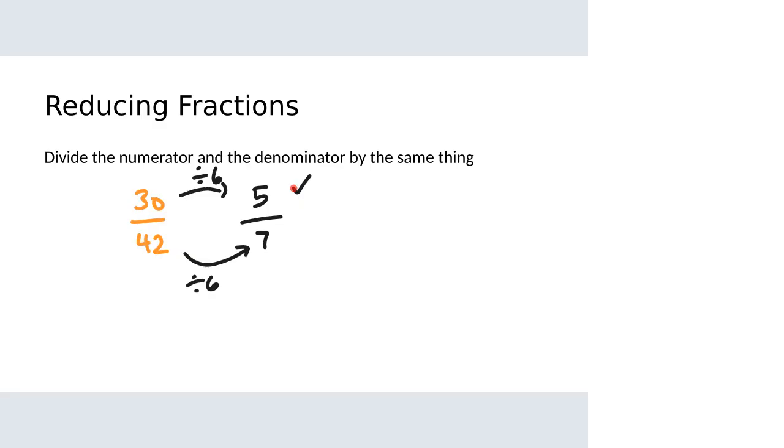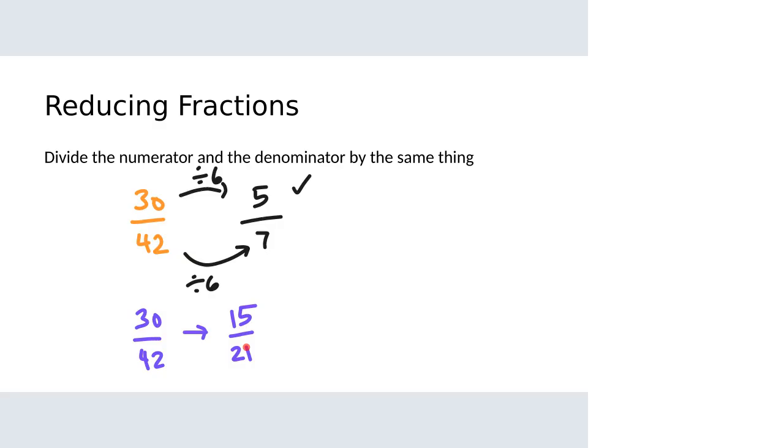If you don't happen to see that 6 is the biggest number that'll go into those right away, that's okay. You can still get to 5/7. If you look at 30/42 and you think, those are both even numbers, so I could just divide the top by 2, divide the bottom by 2, and I've reduced it. I haven't reduced it all the way.